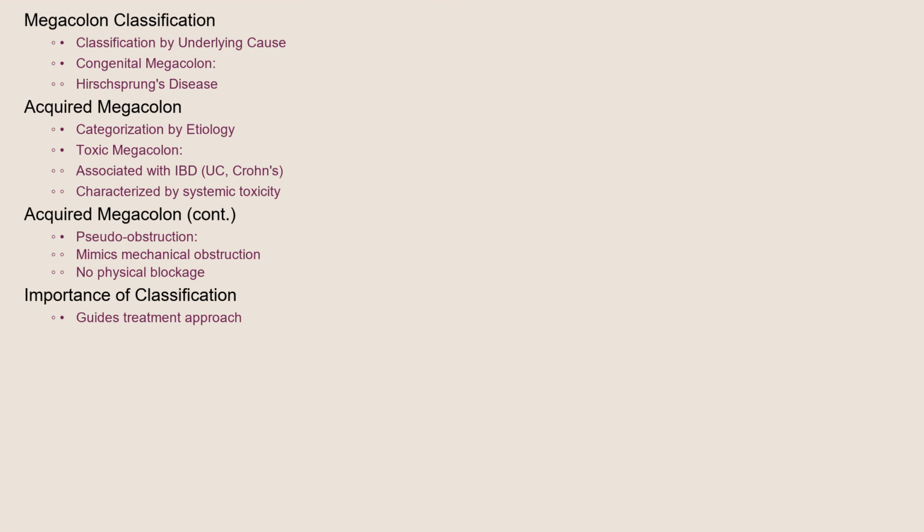Megacolon can be classified based on its underlying cause. We already mentioned congenital megacolon, primarily Hirschsprung's disease. Acquired megacolon can be further categorized based on the etiology. For instance, toxic megacolon, a severe and life-threatening form, is typically associated with inflammatory bowel diseases like ulcerative colitis or Crohn's disease, and is characterized by systemic toxicity. Another type includes pseudo-obstruction, which mimics a mechanical obstruction, but without any physical blockage. Understanding these classifications is important to guide the specific treatment approach.